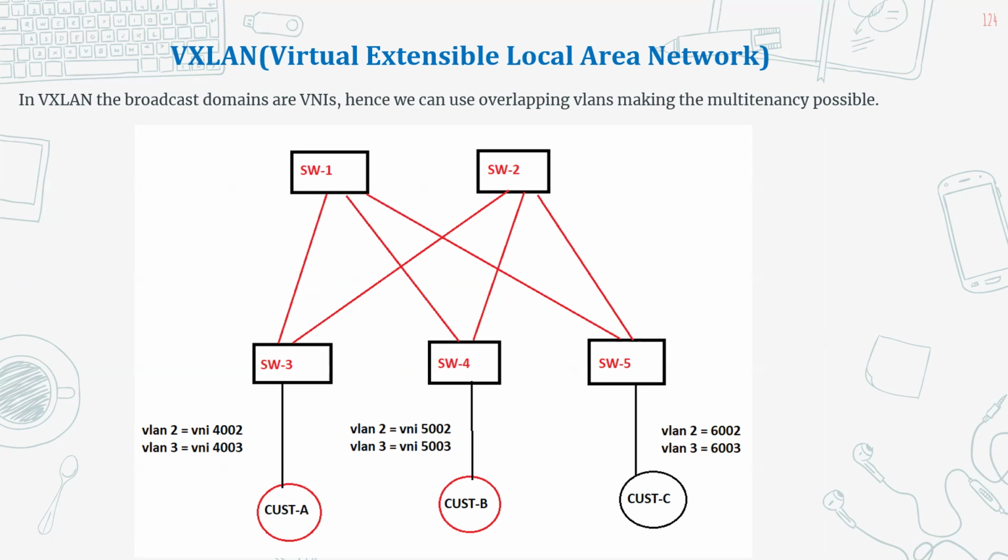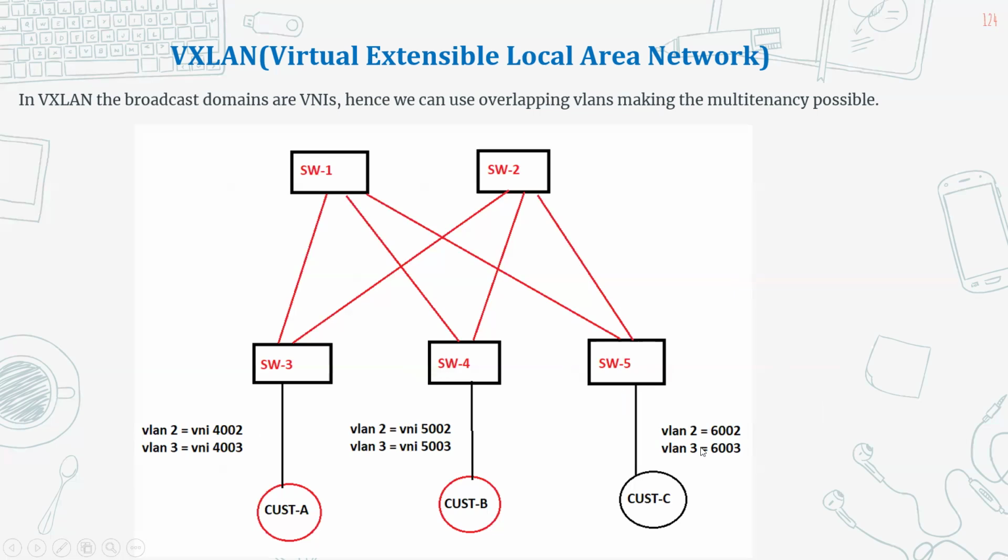Okay. Now switch 5, if it received any traffic for VLAN 2, it will check, okay, what are the other switches that are part of this VNI 6002. Let's say there is another switch 6, wherein also we have customer C connected. Then switch 5 is going to send traffic to only switch 6, which is part of VNI 6002. Now you can see that even though we are using the same VLAN number for all the customers, their broadcast is not going to be leaked, right?